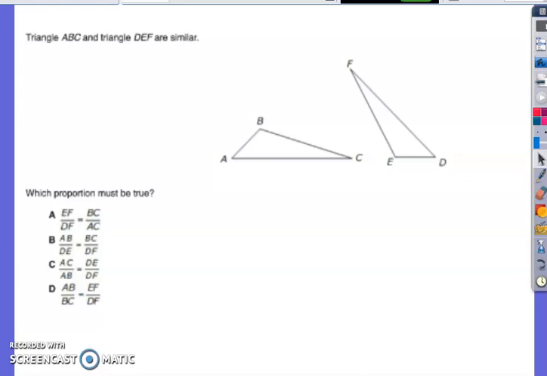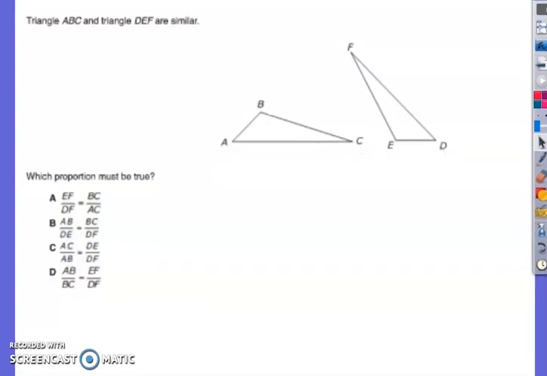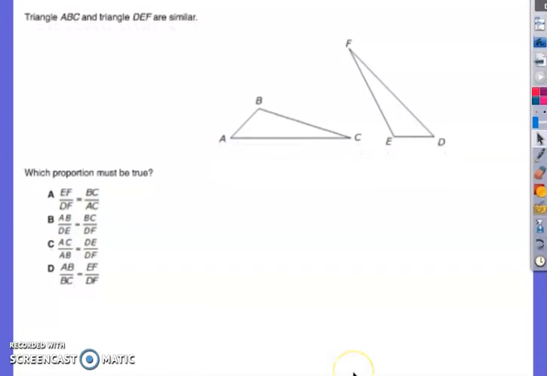Hey everyone, we are going to review similar figures. So what we decided to do was give you a couple of problems that are similar to what we see on STAR.